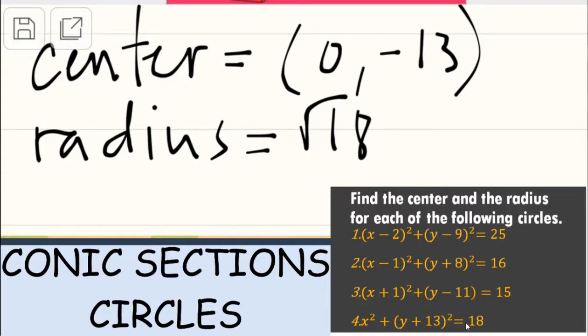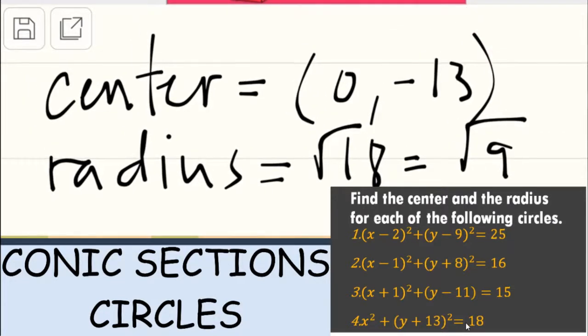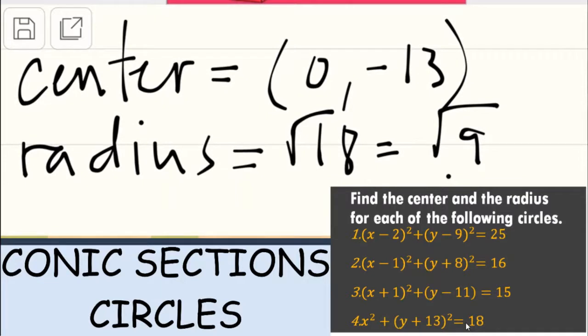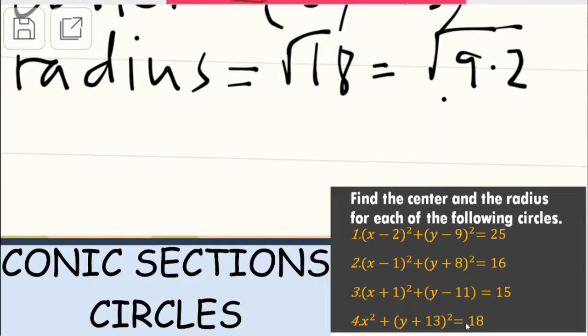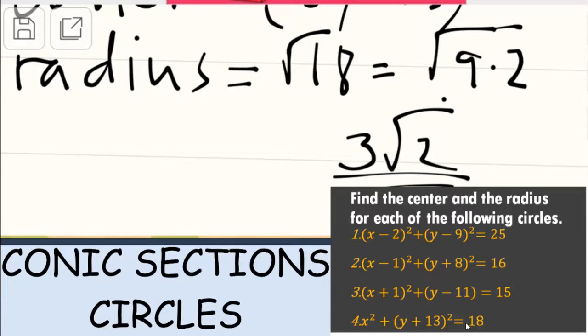So, we can still simplify this. It has a factor, square 9 times 2. So, 9 times 2 is equal to 18. And then, the 9 has a square root, that is 3. And then, the 2 is left. So, the radius in number 4 is 3 square root of 2.